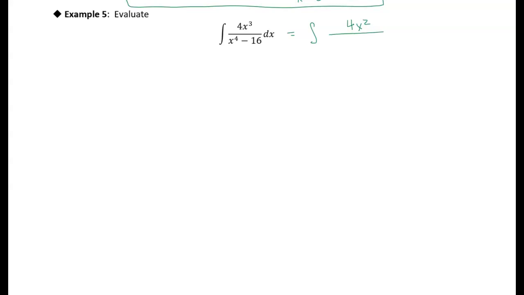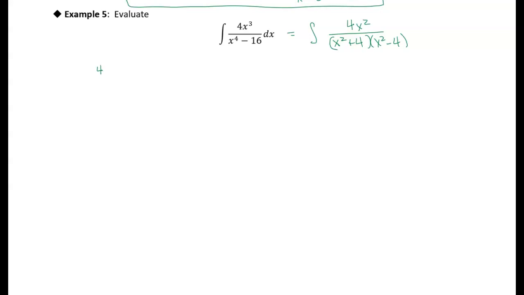So I can write that x to the fourth, because that's x squared squared, right? Minus 16, which is 4 squared. I can write that as x squared plus 4 times x squared minus 4. All right? And now I have another difference of two squares. So I can rewrite that. Let me just rewrite that down here.